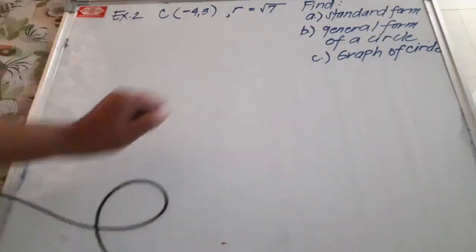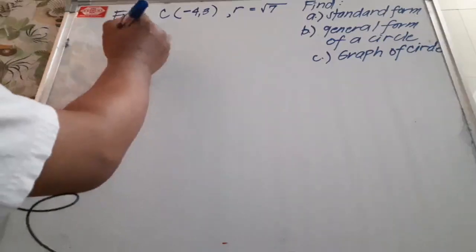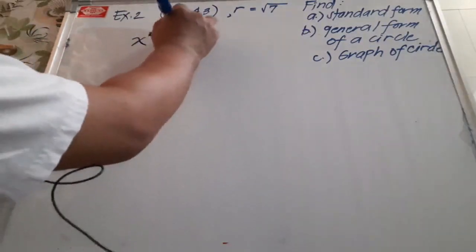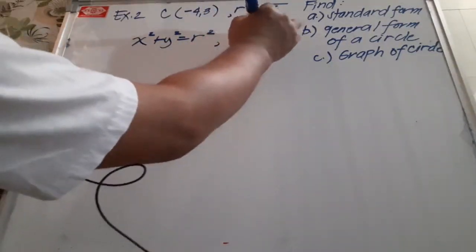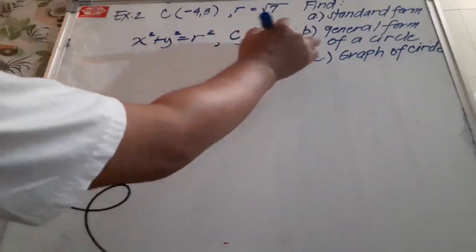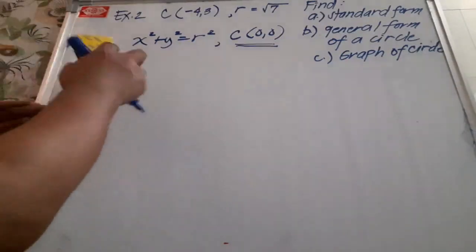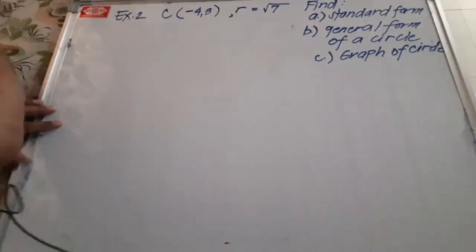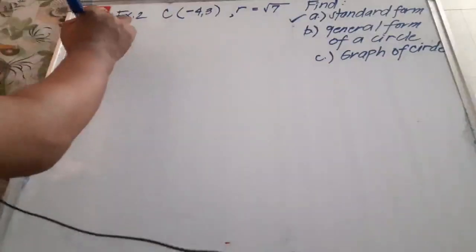Hindi natin pwedeng gamitin yung first equation ng circle o standard equation of a circle na x squared plus y squared equals r squared. Dahil ito ay ginagamit kapag ang center niya ay nasa origin. So, ang gagamitin natin na equation para ma-solve yung standard form ng circle ay hindi ito. Sa halip, ang gagamitin natin ay yung ikalawa. Okay? Kunin muna natin ang standard form.